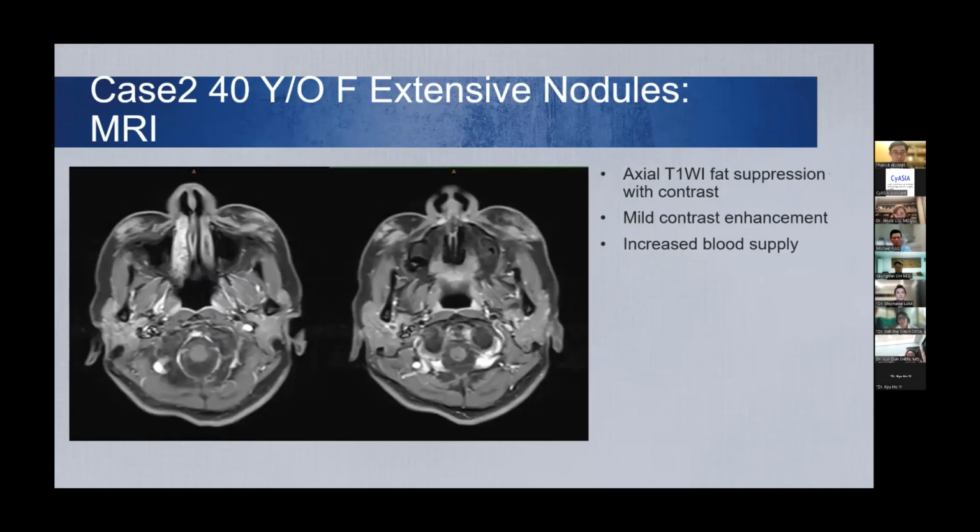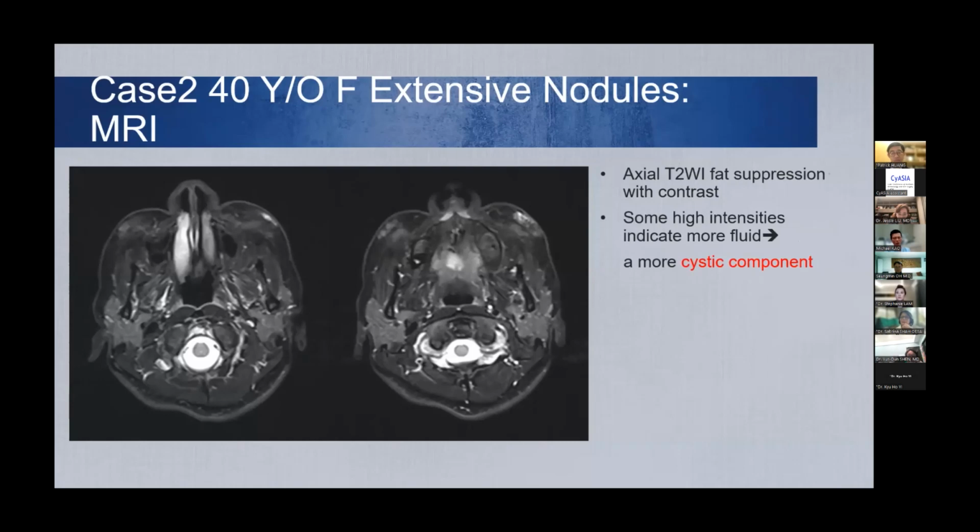And this is the axial T1 weighted fat suppressed image with contrast. The lesions have mild contrast enhancement, which means there is increased blood supply or vascularity in these lesions. And on the axial T2 weighted fat suppression with contrast view, some high intensities are noted, indicating more fluid and hence a more cystic component.